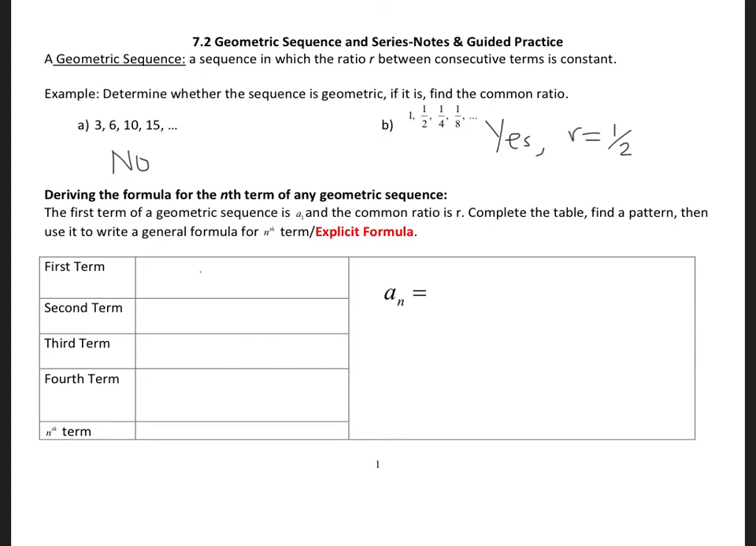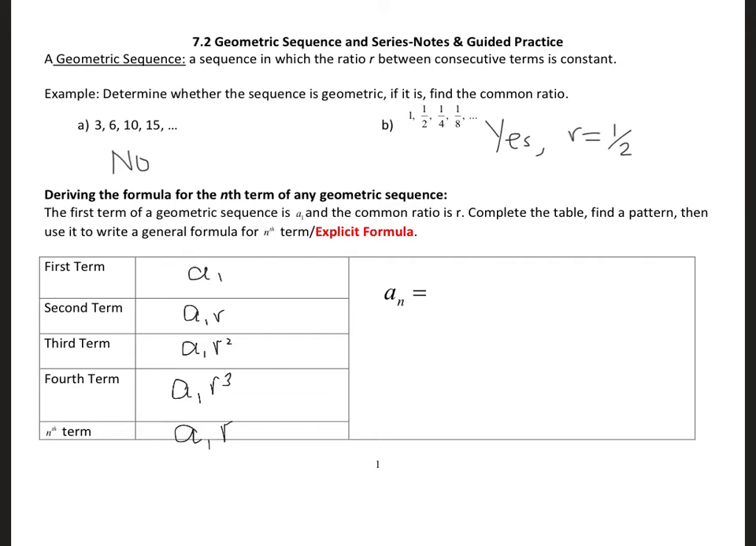So here, the first term, remember, is a subscript 1. To get the next one, I take the first term and multiply by the common ratio. Then for the third term, I take the second term and multiply by another r, so this is going to be r squared. To get the fourth term, I take the previous term and multiply it by the common ratio. To determine the pattern, I see all of them have the first term, and then they also have a ratio.